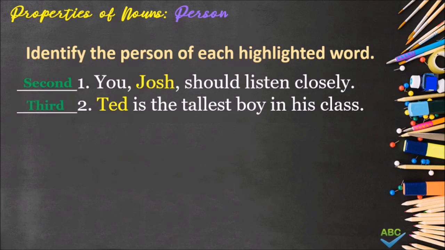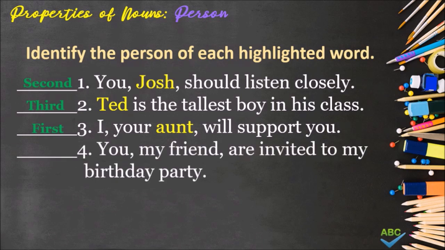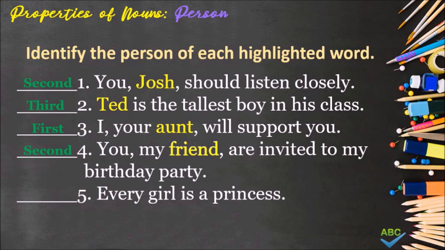Third person. Number 3. I, your aunt, will support you. Aunt is in what person? First person. Number 4. You, my friend, are invited to my birthday party. The word friend is in what person? Second person. Number 5. Every girl is a princess. The word princess is in what person? Third person.